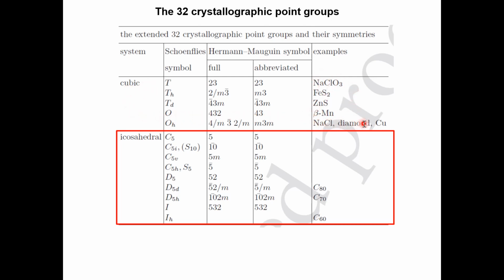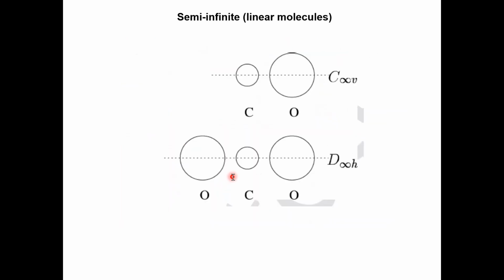You can have, for instance, well-known cubic systems like diamond and sodium chloride, and the different notations in the Schoenflies and the Hermann-Mauguin. And also in this table you have the icosahedral groups, which do not belong to these 32 point groups, but are also listed in this table. And these are the different fullerene molecules that belong to the different point groups. You can use that as a reference.